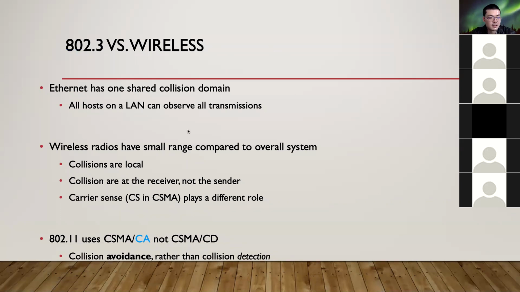Next, let's look at what's the difference between wired and wireless connections. Ethernet has only one shared collision domain. Because you think about it, you have the same piece of metal with everyone connecting and transmitting signals. So all hosts on a LAN can observe the transmission. This is light speed, very fast. Of course, you need a minimum packet size of 64 bytes, but that's all you need to take.